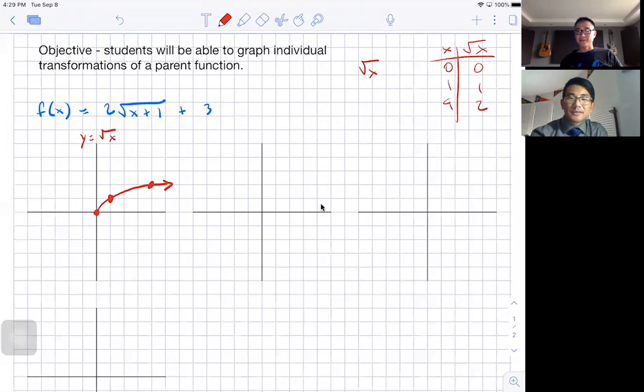It looks like there's several things we have to do, right? So inside that square root, the argument of our function is replaced with that x plus 1. So we know that's going to shift our graph to the left. And then there's also vertical stretching with that times 2, and we have that vertical shift with that plus 3. The question is, when do I do which one? Does it really matter which one we do first?